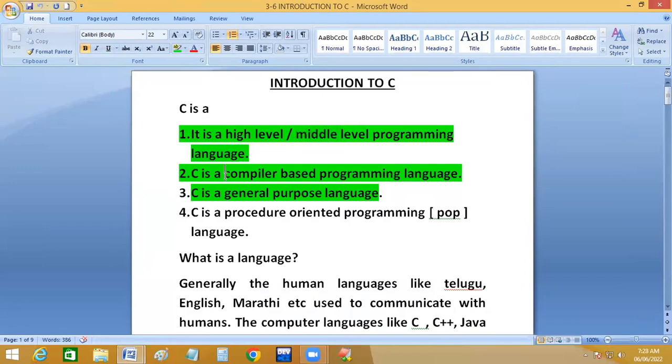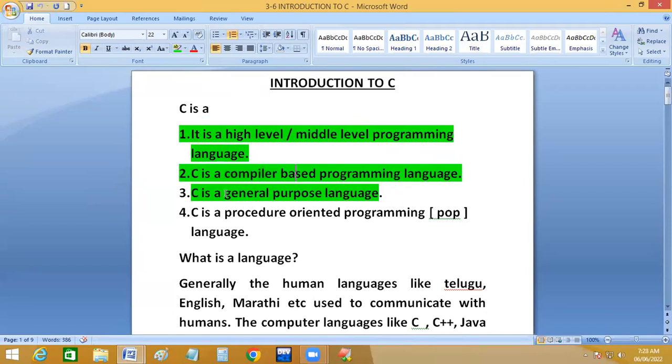And the second point is what? C is compiler based. What is a compiler? A compiler is one of the translators. Always we are writing the program in English, am I right? And the English program is called source code. To convert this English code to binary code, we are using what? Compiler. That's why it is called a compiler based programming language.